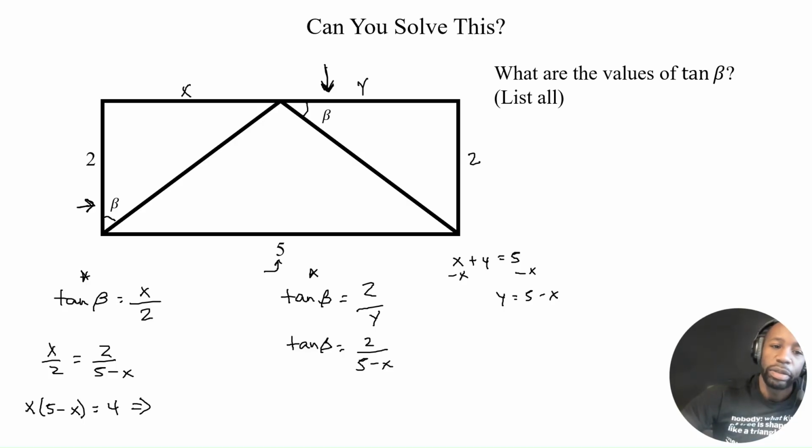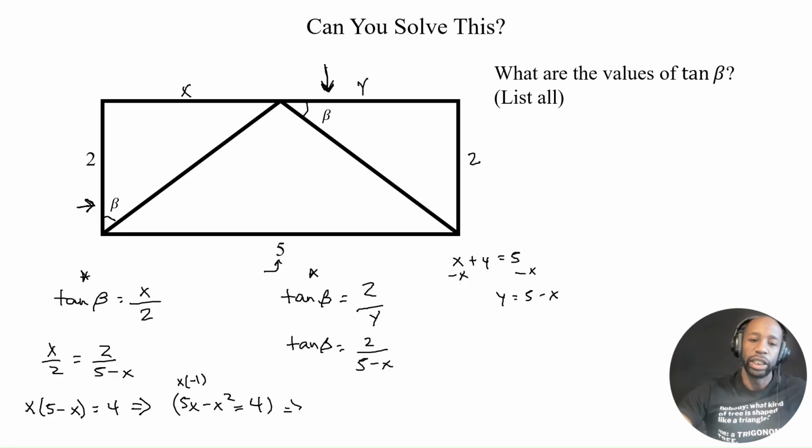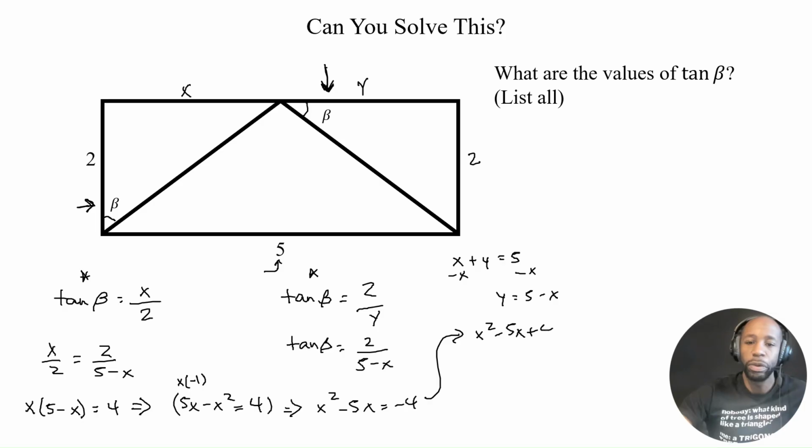Then that becomes 5x minus x squared equals 4. Okay. I'm going to multiply everything by -1 so that the coefficient on the x squared will be positive. So times -1. So that's going to be x squared minus 5x equals -4. And then when you move that 4 over to the other side, x squared minus 5x plus 4 equals 0.